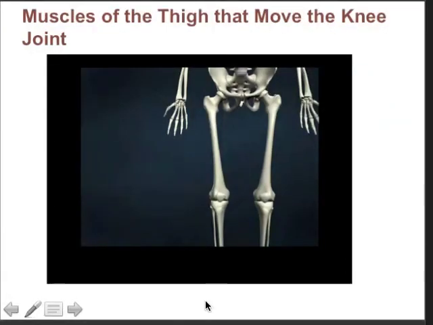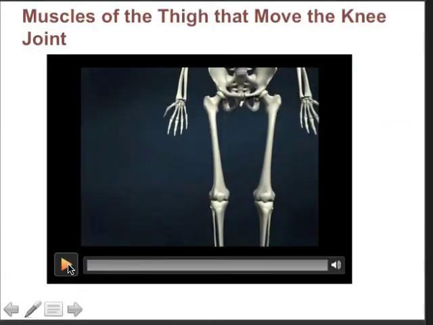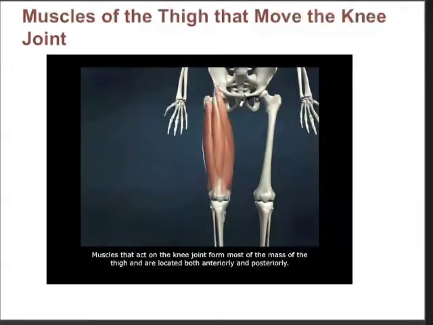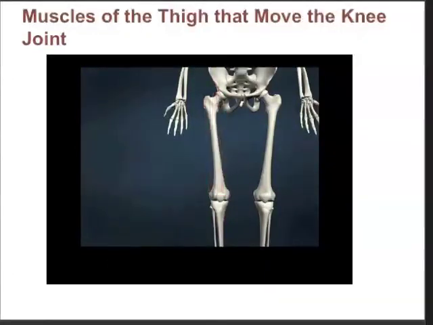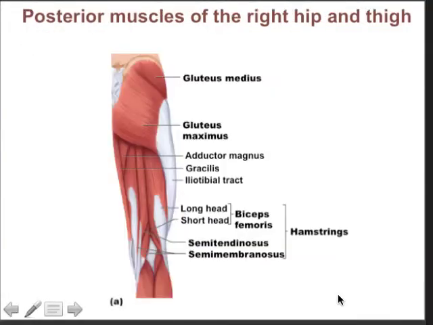So let's take a look at muscles of the thigh that move the knee. Muscles that act on the knee joint form most of the mass of the thigh and are located both anteriorly and posteriorly. You can see here the hamstring group along with the gluteal muscles. The gluteus maximus, of course, the largest and most superficial of the gluteal group. It is a major leg extender and hyperextender. The gluteus medius, which assists the gluteus maximus, and the minimus, which lies underneath the medius.